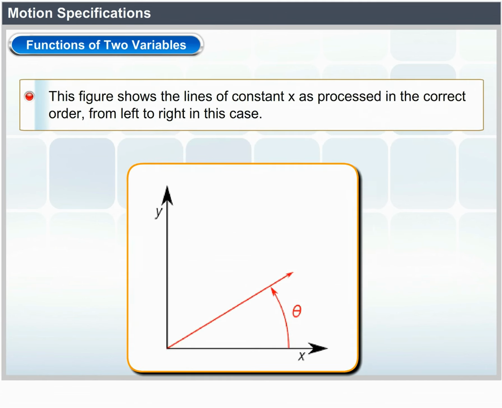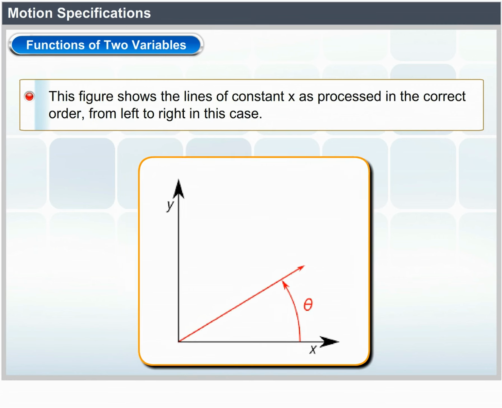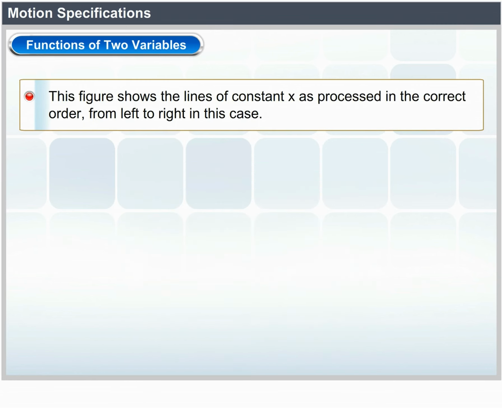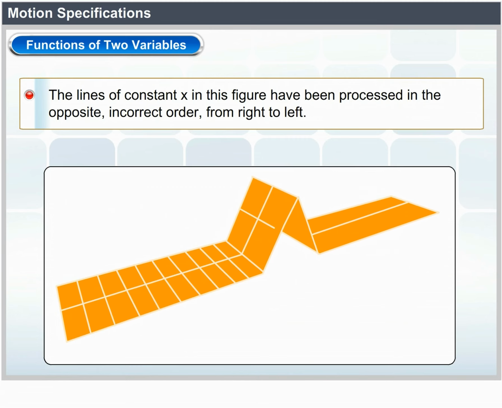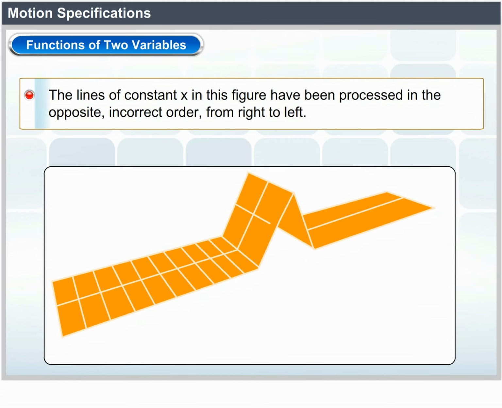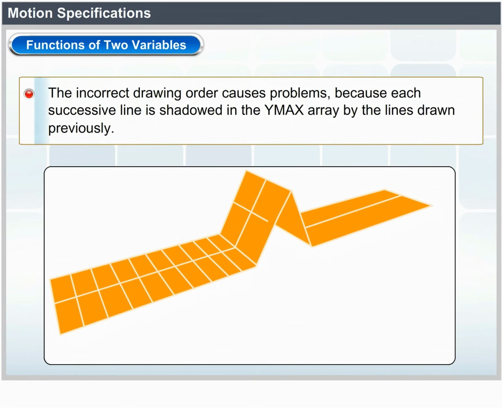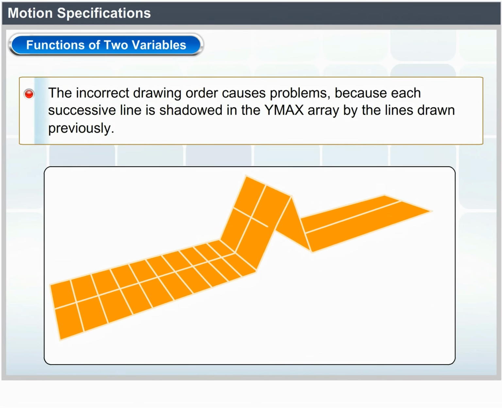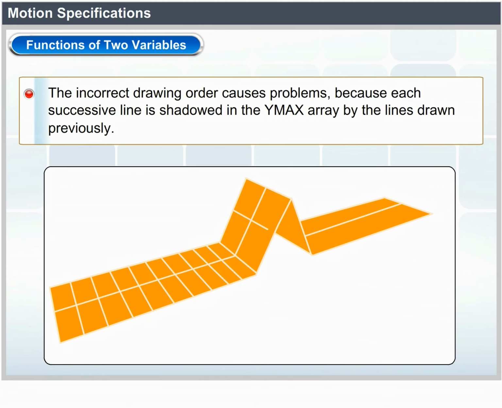This figure shows the lines of constant x as processed in the correct order, from left to right in this case. The lines of constant x in this figure have been processed in the opposite, incorrect order, from right to left. The incorrect drawing order causes problems because each successive line is shadowed in the Ymax array by the lines drawn previously.